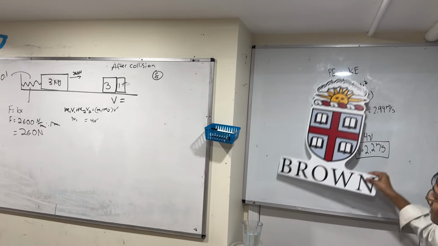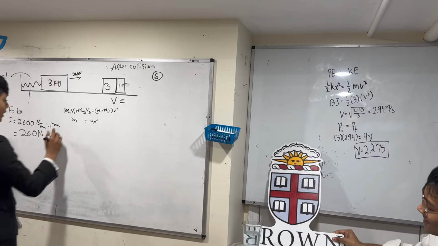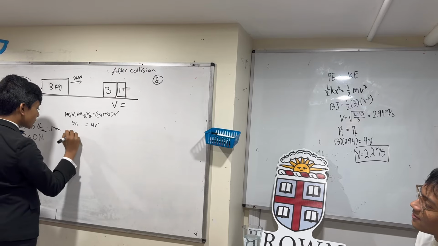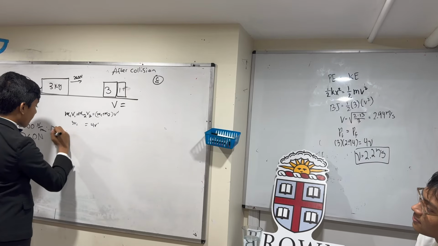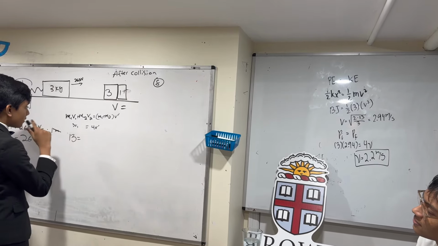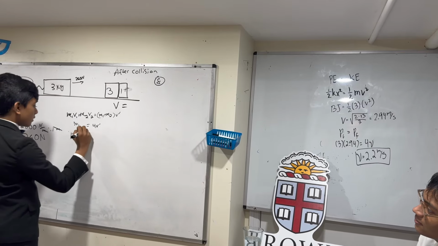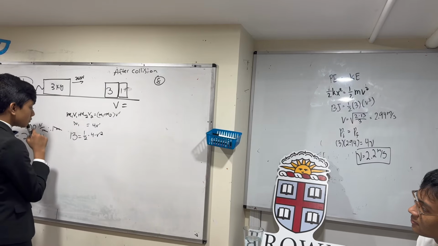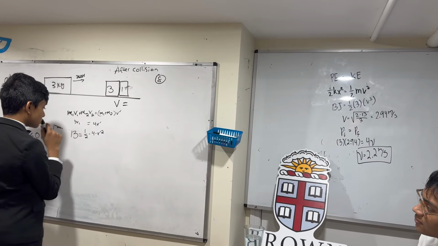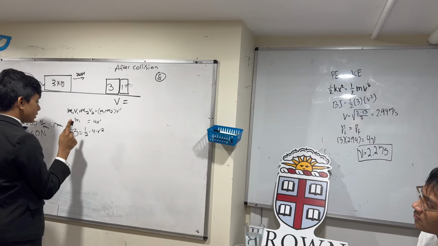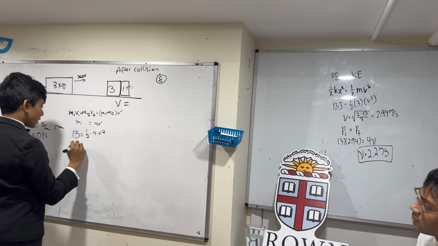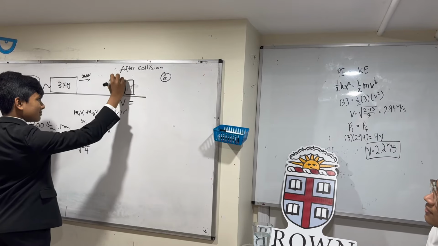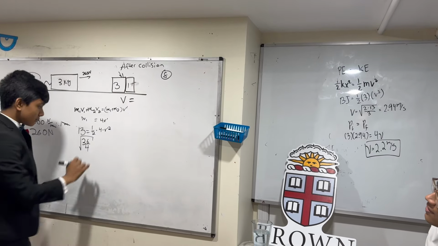Don't look at the answer. Let me think. Oh, right. That's what it looks like to me, at least. So then we get that. Half mv squared. M is 4. What is? Oh, I see.